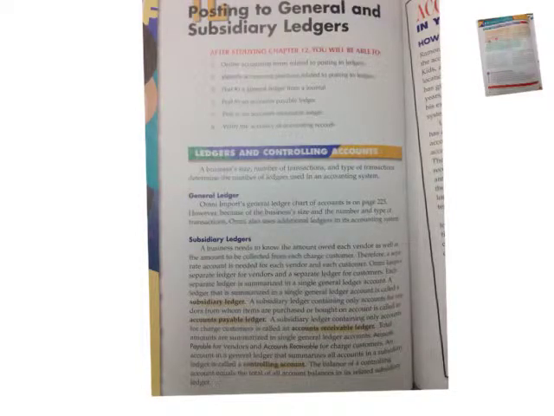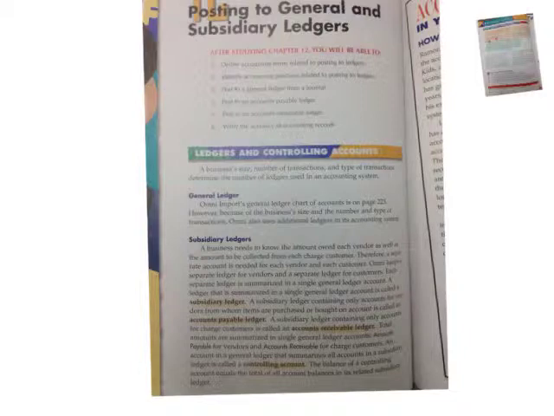On page 274 in your book, we're starting chapter 12, talking about posting to general and subsidiary ledgers. Okay, general ledger, we know already what that is. It keeps track of all of our ledger accounts, okay? So every account that we use has an account in the general ledger, so we keep track of all the balances for all of our different accounts.